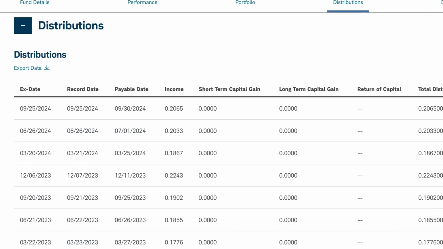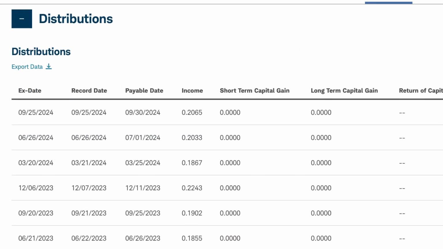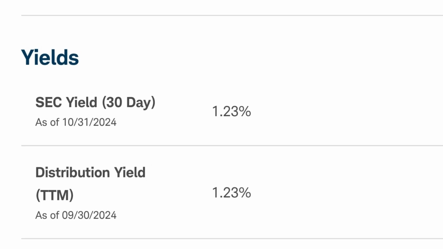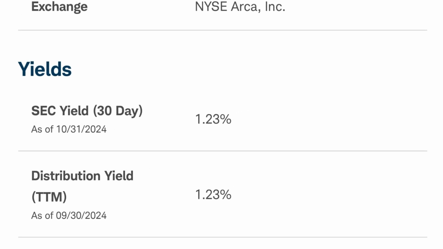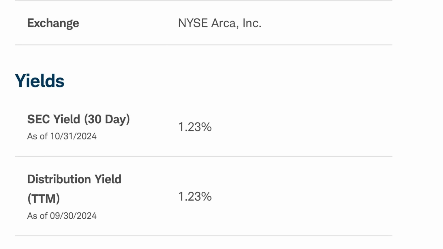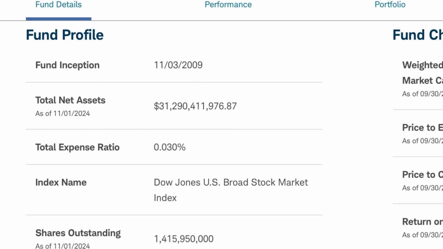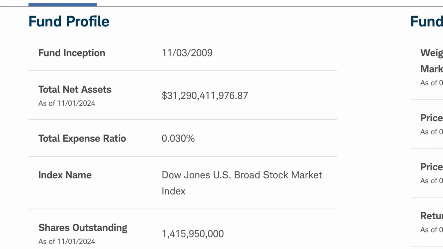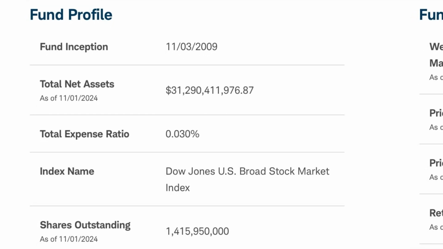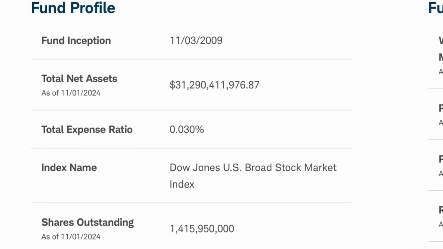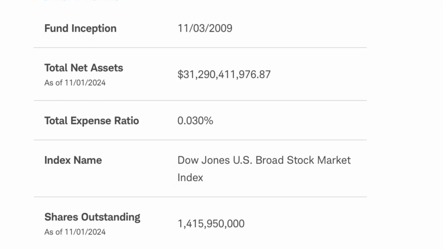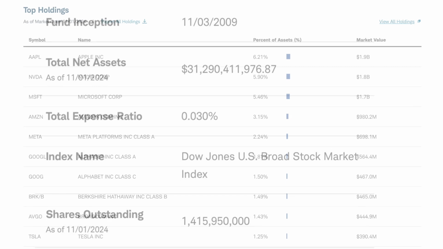It pays distributions, which are dividends from the ETF, 4 times a year, with a yield of 1.23%, which would equate to $1,230 of dividend income for every $100,000 invested. It has a management expense ratio of 0.03% per year, so for every $100,000 invested, it will cost $30 per year in fees. This is automatically subtracted from the unit ETF price, so you won't actually see any fees being taken out of your brokerage account.